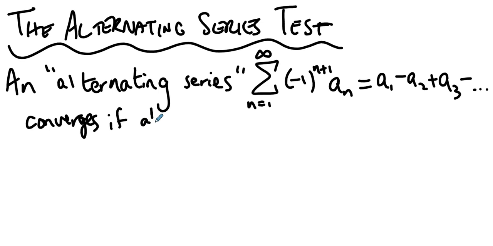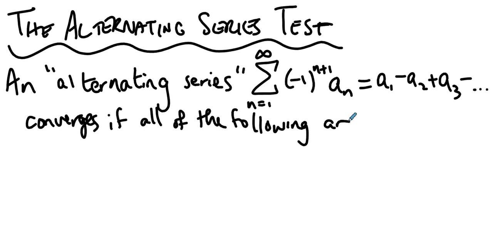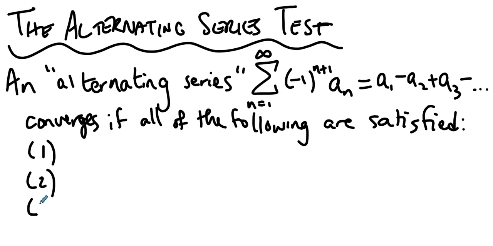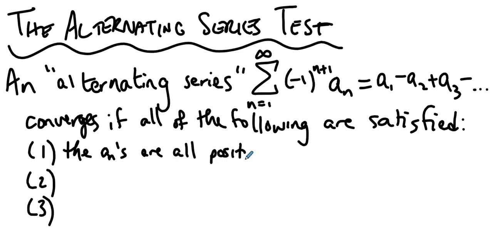An alternating series converges if all of the following are satisfied. There are three qualities we look for in an alternating series, and if they all are satisfied, then we say the series converges. One is that the a sub n's have to all be positive. Why? Otherwise, it's not really alternation. You want a positive number minus a positive number plus a positive number minus a positive number all the way through. All the a sub n's have to be positive.